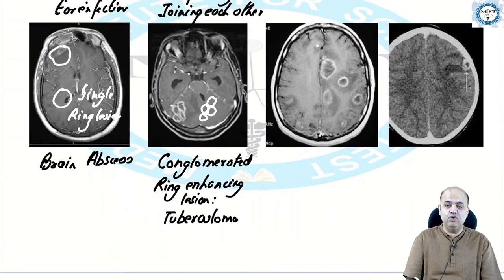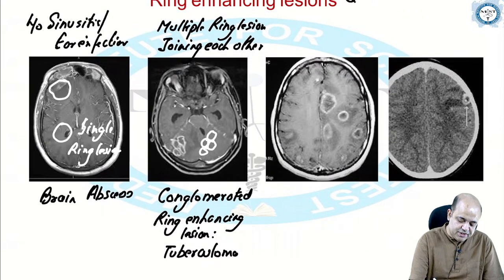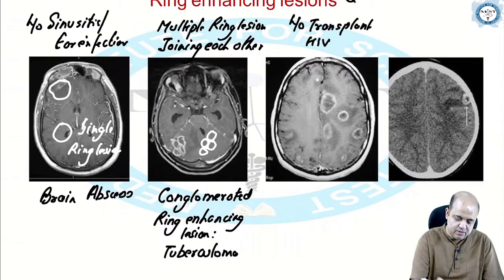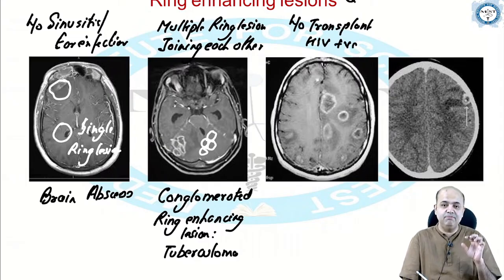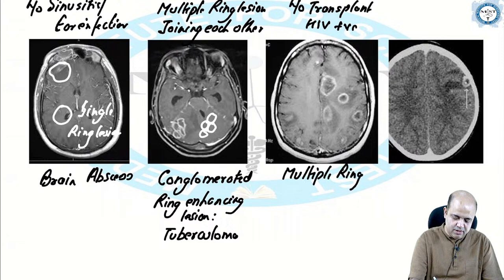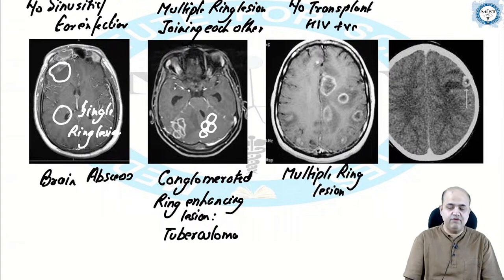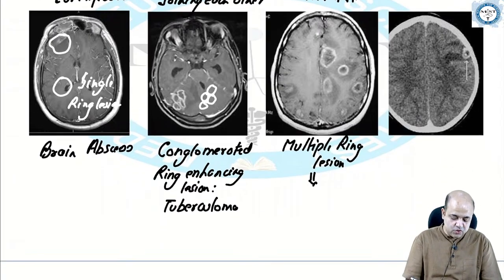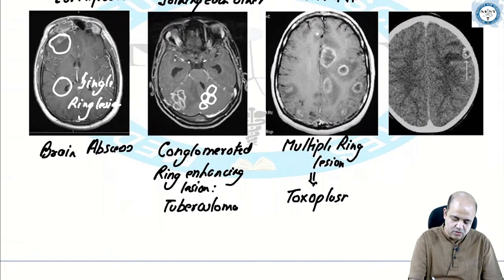Patient with a history of organ transplant, HIV positive patient, immunocompromised patient, and we see multiple ring lesions. This is indicative of toxoplasmosis.